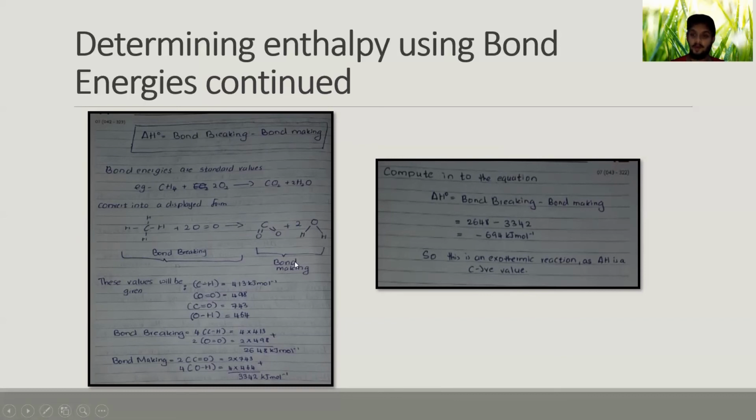The water is being formed. So there is bond making. All right. So that is the first principle you need to know.